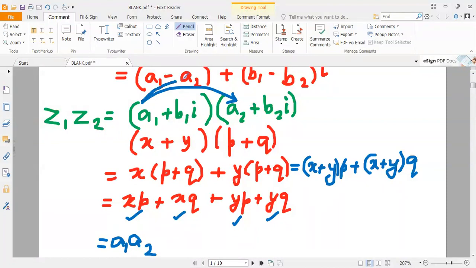Next, we'll be sticking to the first term in this bracket and moving on to the next term in the second bracket. So I'll be multiplying a1 with b2i. So let me write that down once. So a1 b2i. So that's our second term done. Now let's move on to the second term in the first bracket. So we have b1i and we'll be multiplying that with a2.